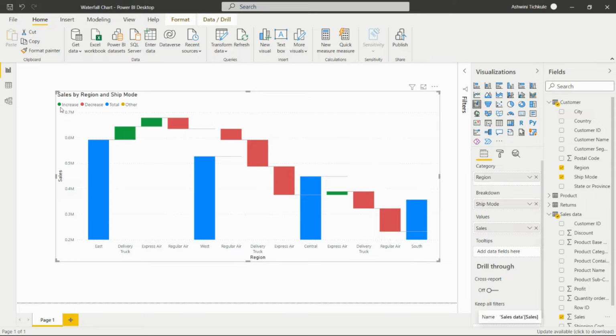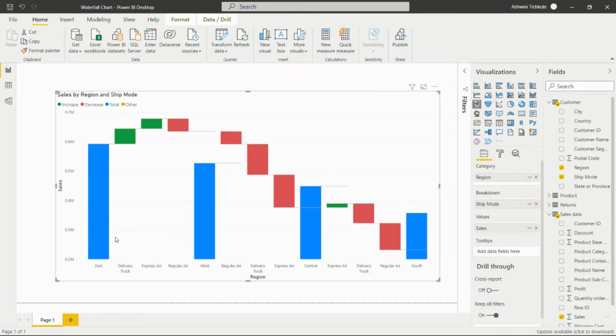The green color shows the increasing order and the red color shows the decreasing order. This particular bar is the total of this region, and this is other. By using this waterfall chart we are able to analyze that in the East region the sales are increasing by using the delivery truck and express air ship modes, and by using the regular air mode it is decreasing. See here it is in red color, so it is decreasing.